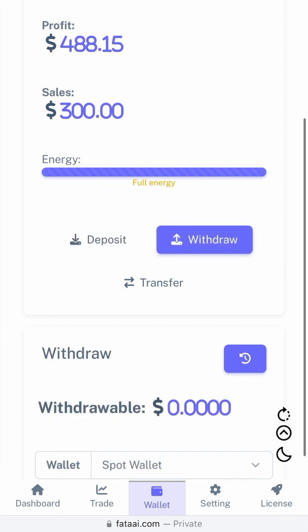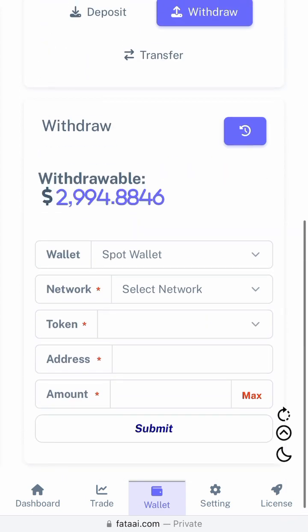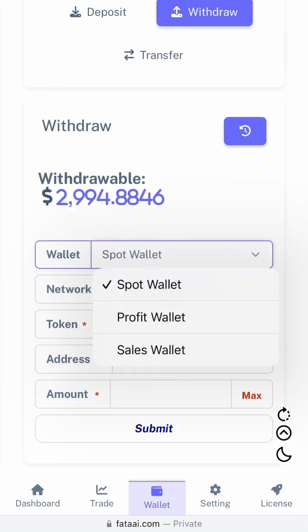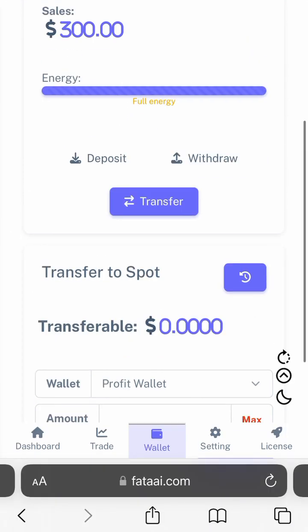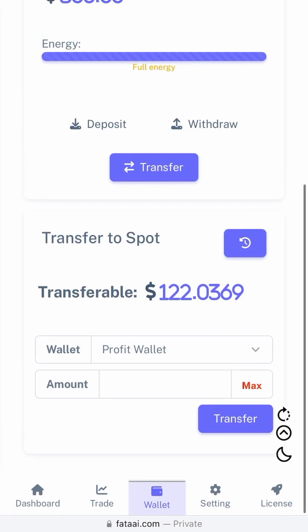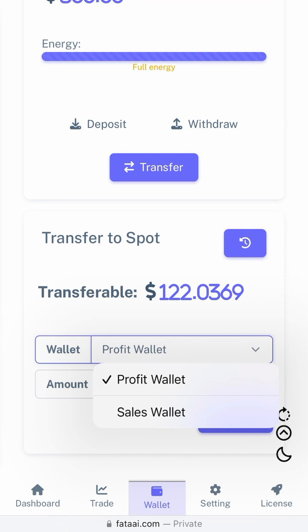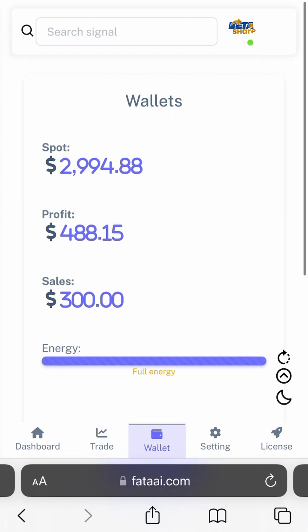You see, I can withdraw from spots, from profits, and from sales. Then I can as well transfer from profits to spots, or from sales to spots. That is, if I want to be using them for trading. So I can do any of this.